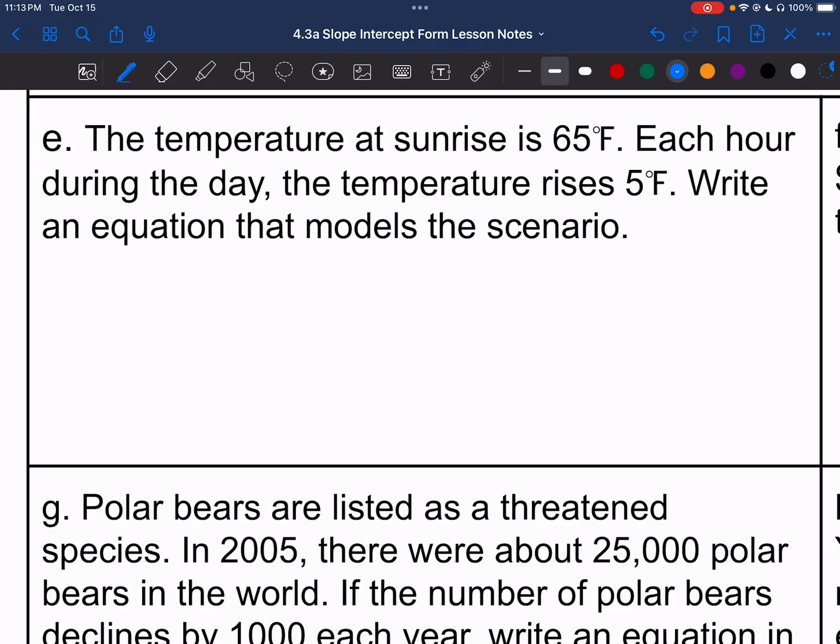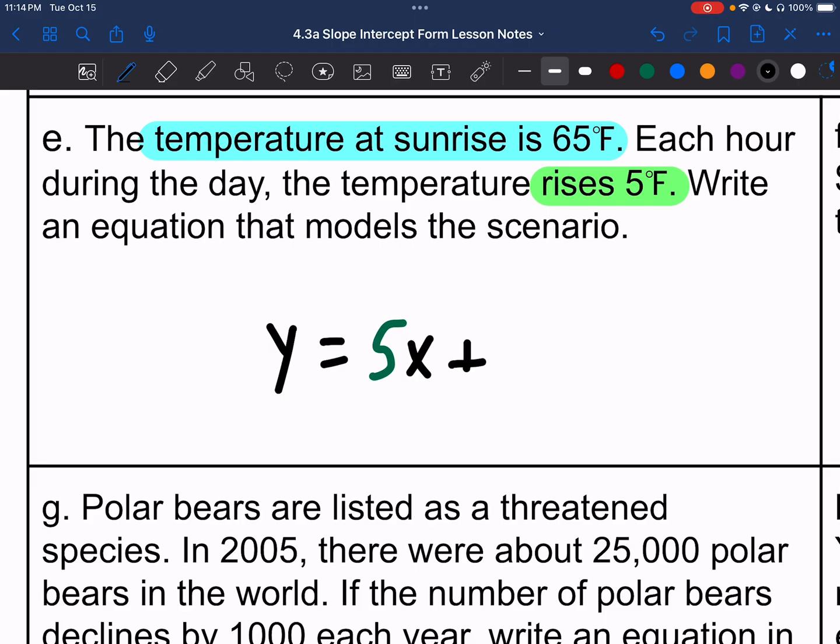Letter E, the temperature at sunrise is 65 degrees Fahrenheit. Each hour during the day, the temperature rises 5 degrees Fahrenheit. Write an equation that models this scenario. So my starting value is temperature at sunrise is 65 degrees. Each hour during the day, the temperature rises 5 degrees. And now I need to write my equation. Y is going to be equal to my rate, my 5 degrees per hour, times the number of hours, plus my starting temperature of 65. So it's y equals 5x plus 65.